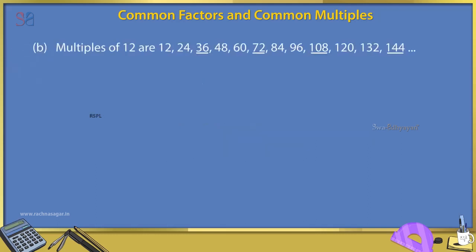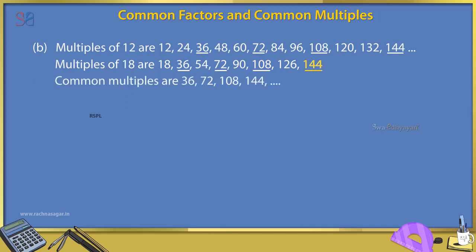B. Multiples of 12 are 12, 24, 36, 48, 60, 72, 84, 96, 108, 120, 132, 144 and so on. Multiples of 18 are 18, 36, 54, 72, 90, 108, 126, 144. Common multiples are 36, 72, 108, 144. First three common multiples are 36, 72, 108.